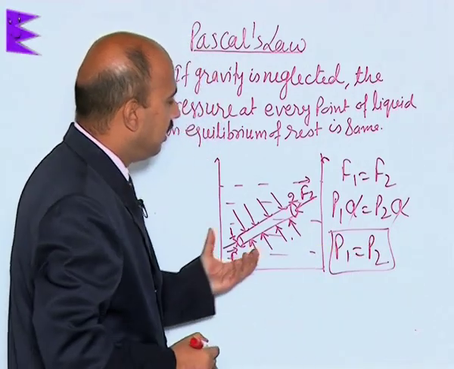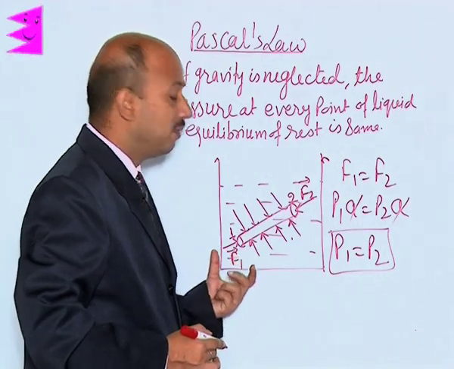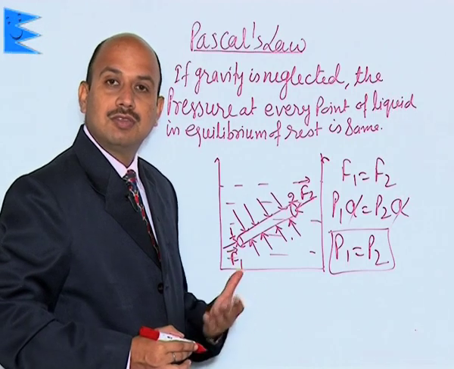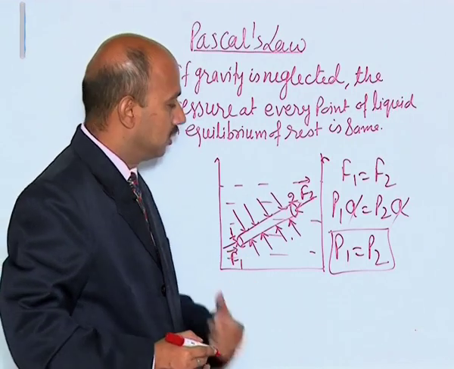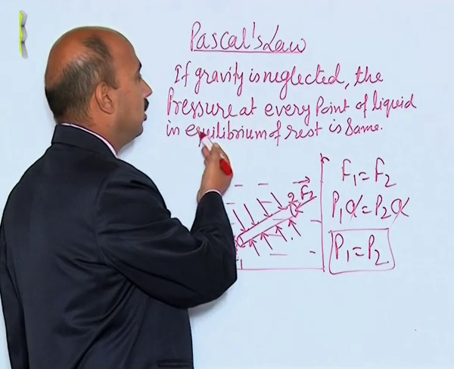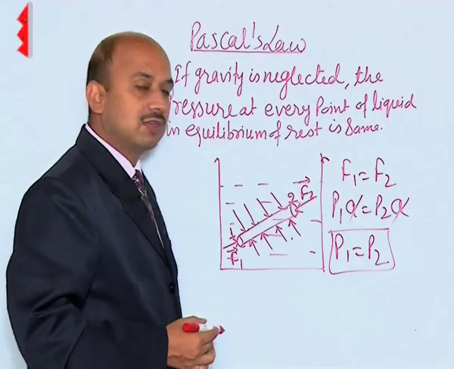And see here, this cylinder is assumed to be a very small cylinder, so that there is no variation in its height, and the value of g remains the same, or does not change. And now see here, according to this law, the pressure at every point of a liquid in equilibrium of rest is the same.